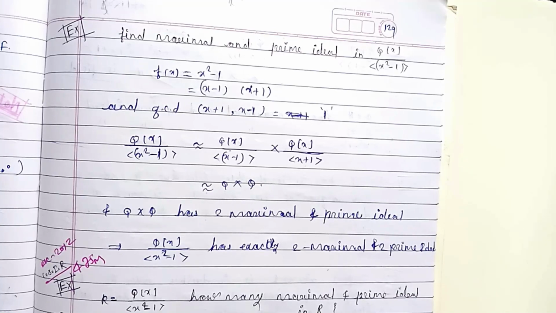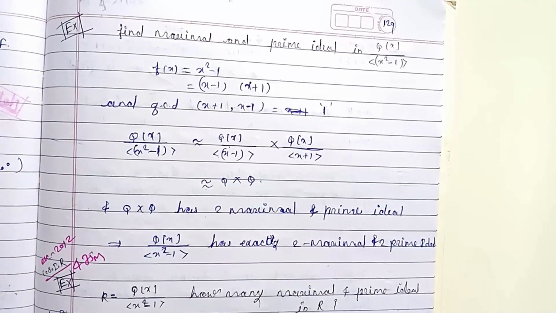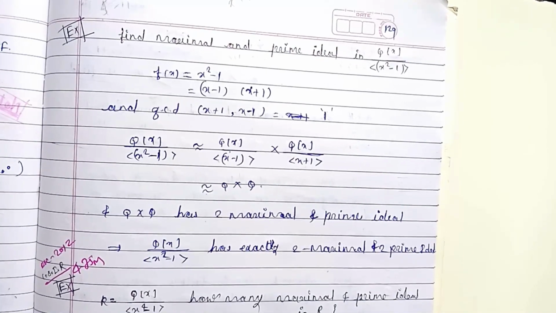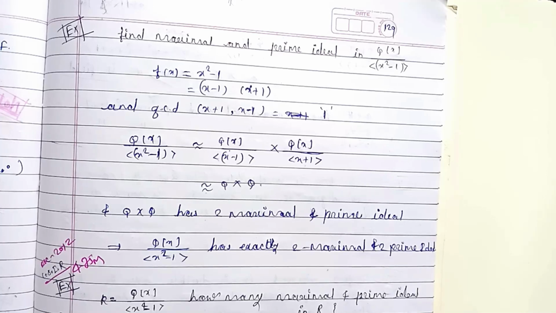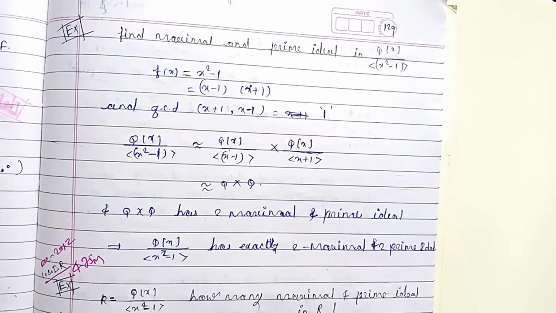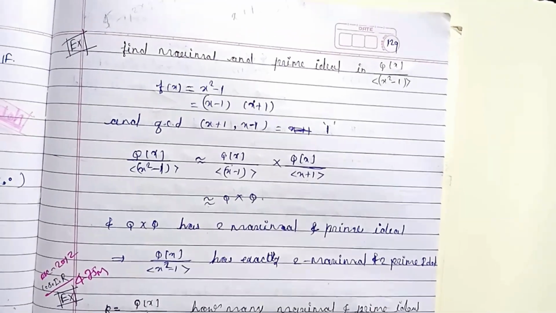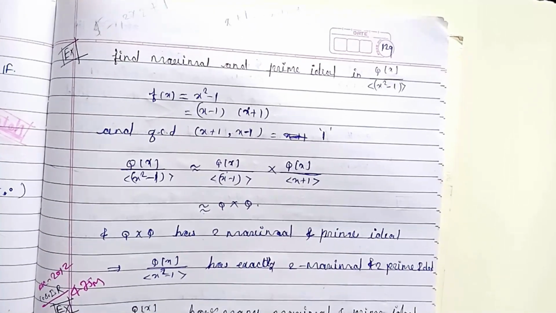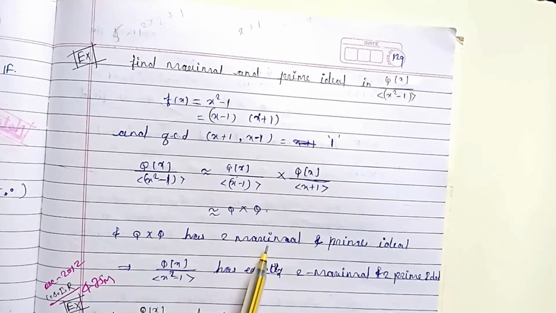If it is a field, then it has a maximal and prime ideal. Then we say that it has exactly two maximal and prime ideals. Q is a field, and we know that Q is a field itself. And Q cross Q has two maximal ideals and prime ideals. If you don't know how to find maximal and prime ideals, you may check my previous playlist. You will get the solution for this one. Now Q cross Q has two maximal and prime ideals.